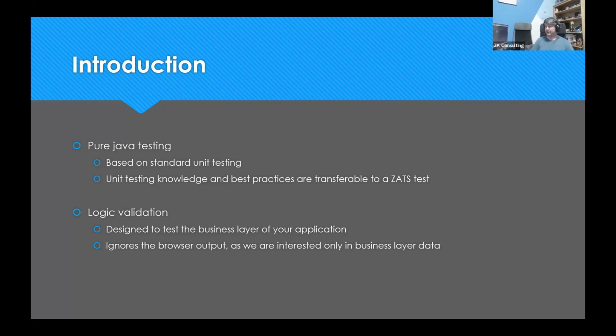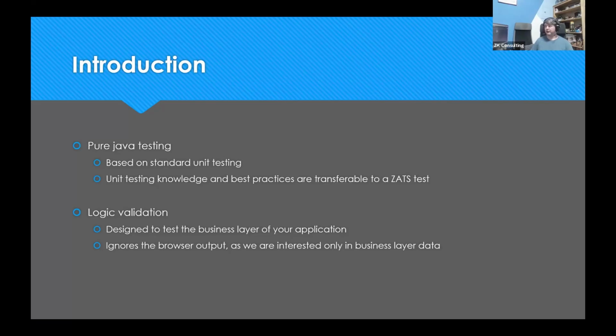We're doing logic validation. We're going to take your business class, that's your composer in most cases, and we're going to do events on them and verify that the result of those events are the modification that you expect, and then either pass the test or fail the test. And we're going to ignore the browser entirely because we're only interested in the data layer, not the presentation in the browser window.